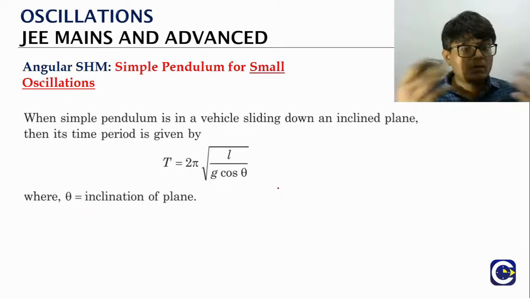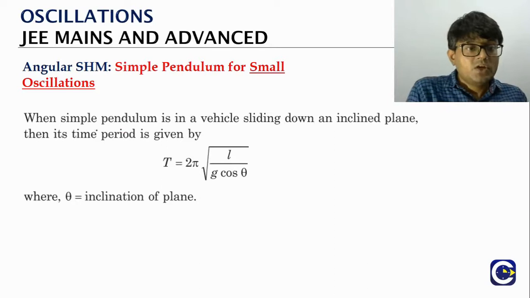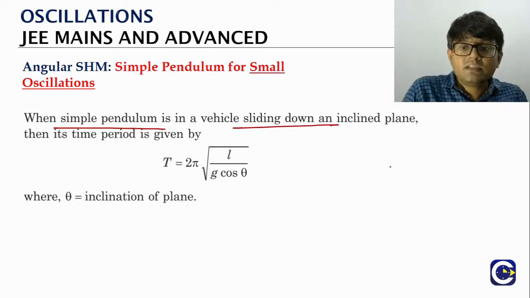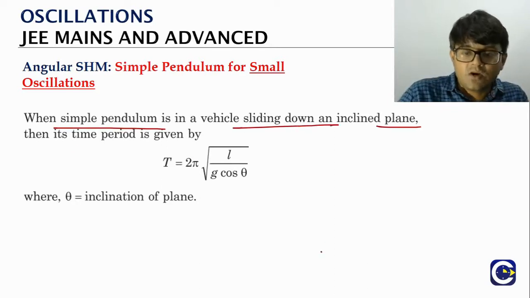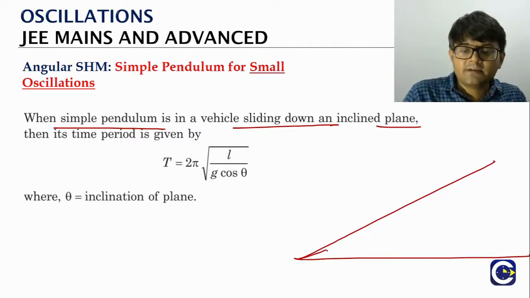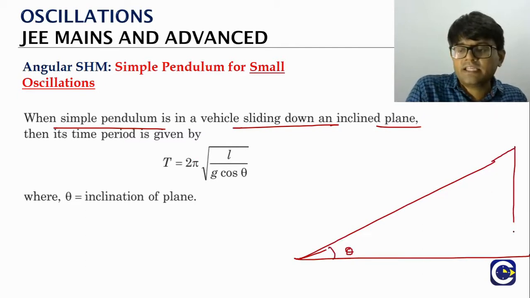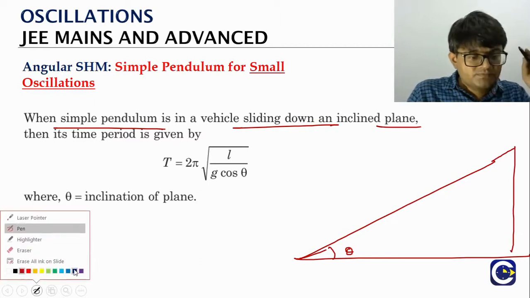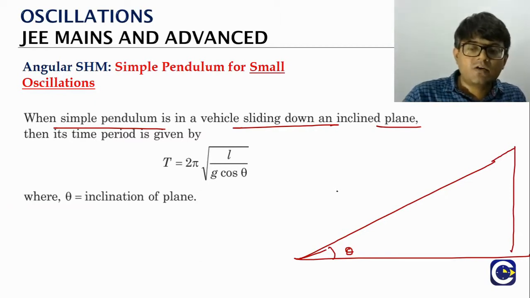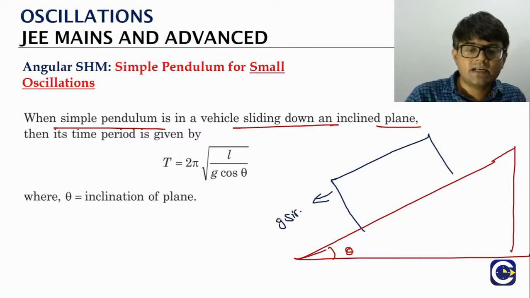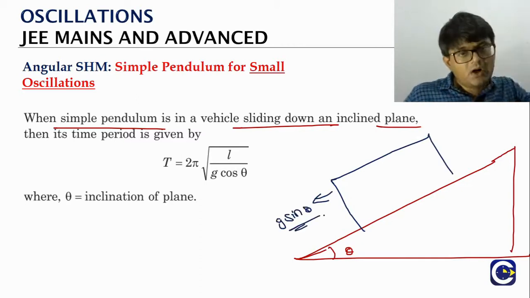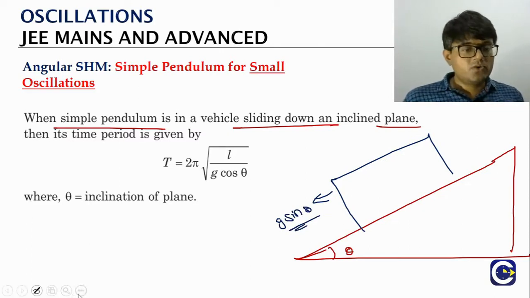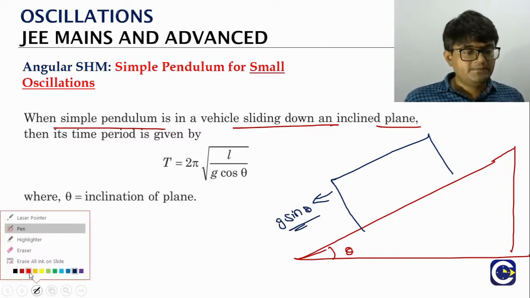Now we can have one more arrangement. You can keep the pendulum in a vehicle which is sliding down an inclined plane. Think of it: we have an inclined plane of angle of inclination theta, and there is a vehicle which is sliding down. Sliding down means it will be sliding down with an acceleration equal to the component of acceleration due to gravity along the plane, that is g sin theta.